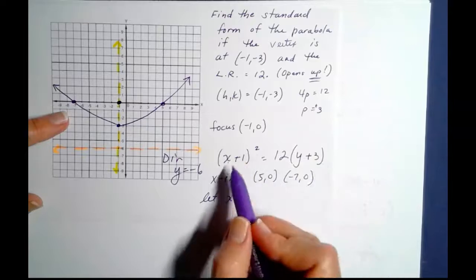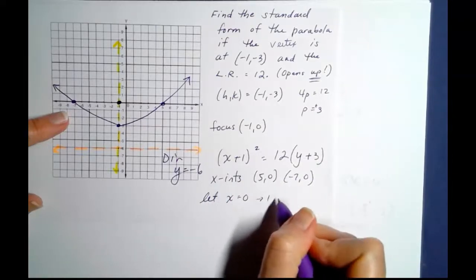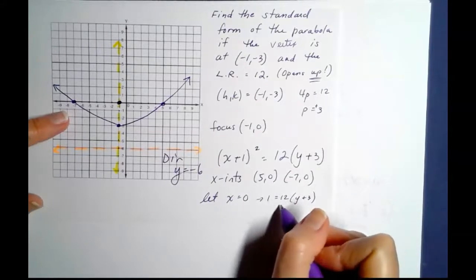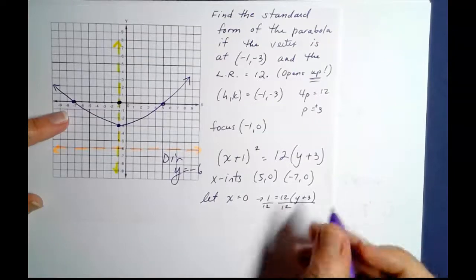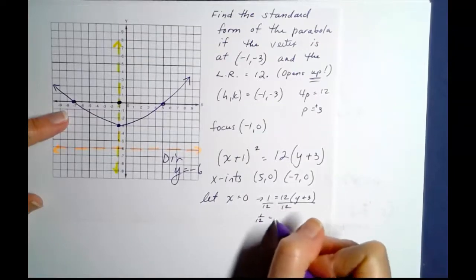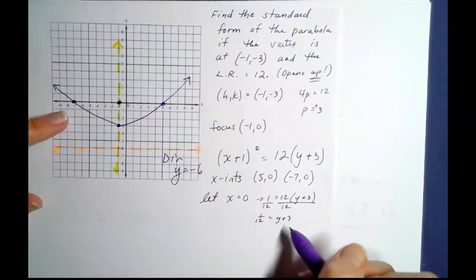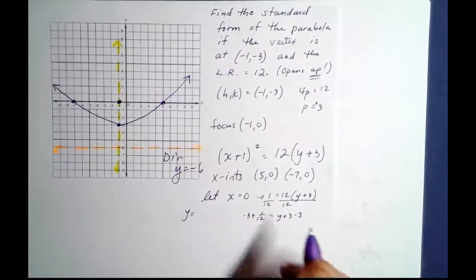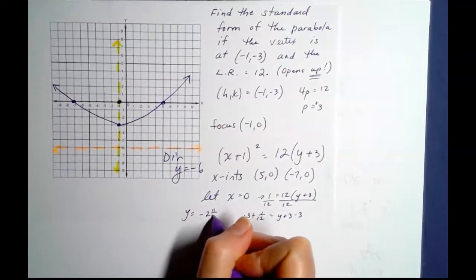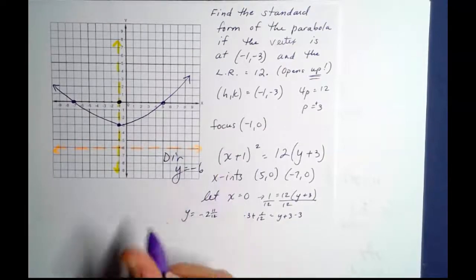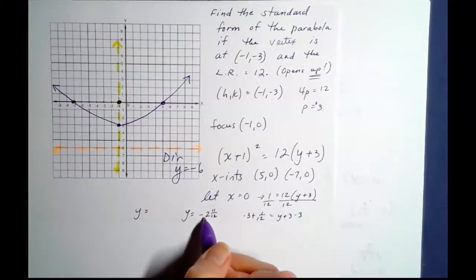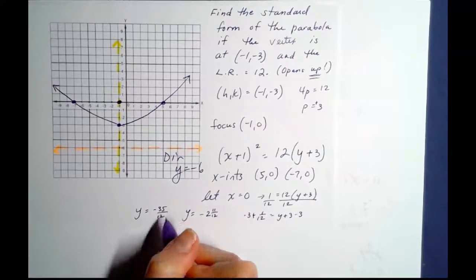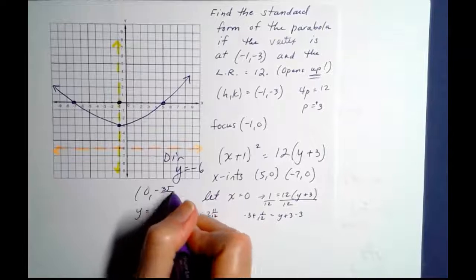We can plug it in right here. So that's going to be 0 plus 1 is 1. 1 squared is 1 equals 12 times y plus 3. So I will go ahead and divide both sides by 12. So we end up with 1/12 equals y plus 3. So 1/12 minus 3 is what we need to do here, and that is going to be y equals negative 2 and 11/12. So that would be the same as, using my good fraction skill, 24 plus 11. So that is negative 35 over 12 is the y-intercept there. 0, negative 35 over 12.